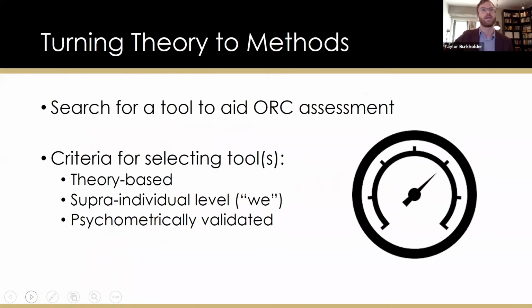Next slide. Ultimately, there are a bunch of tools that help us operationalize the theory itself. We specifically wanted to find a tool that is grounded in our theory of choice, is studied at the super individual or group level, and one that is psychometrically validated for this type of work.